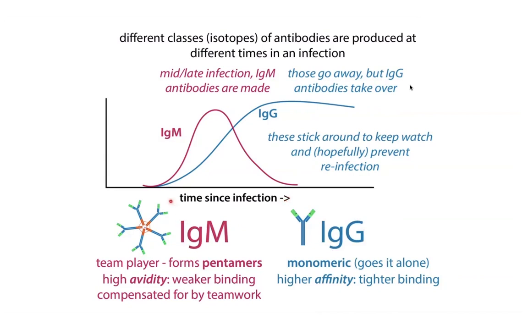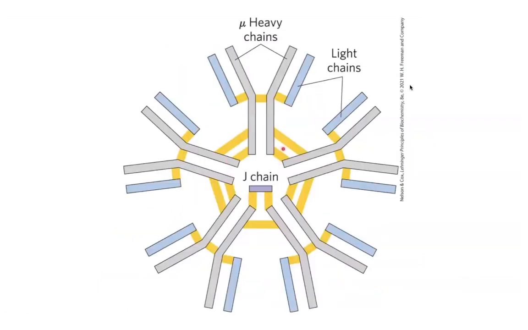But in our bodies, we also make these things called IgM antibodies. These are actually made earlier in the infection. They have a weaker affinity, but they kind of team up together and form these pentamers. So there are 5 antibodies, and they're connected through disulfide bonds and with this thing called a J chain.